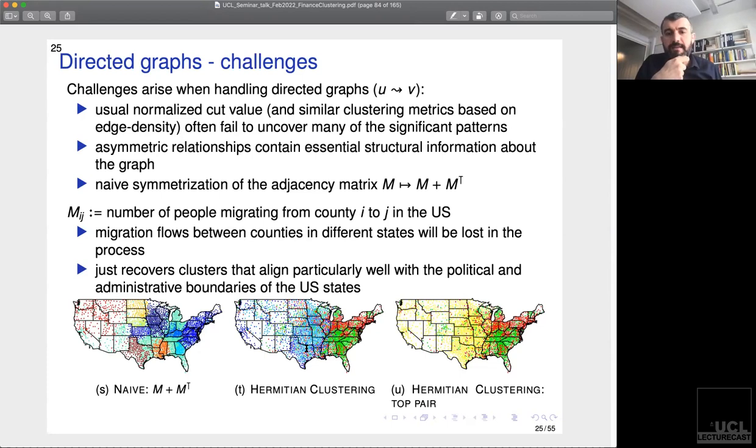What do I mean by high imbalance? I mean that when we look at the edge flow between cluster 1 and cluster 2, a large fraction of the edges flow in one direction, let's say from cluster 1 to cluster 2. Let's say 90% of the edges flow from 1 to 2, and only 10% flow in the other direction, right? One of the top pairs that we uncovered using this Hermitian clustering was this one here, highlighting the fact that a lot of people are migrating from the green cluster, kind of East Coast US, East South, to the North Coast in the US.